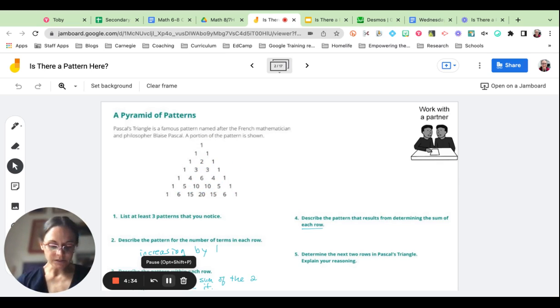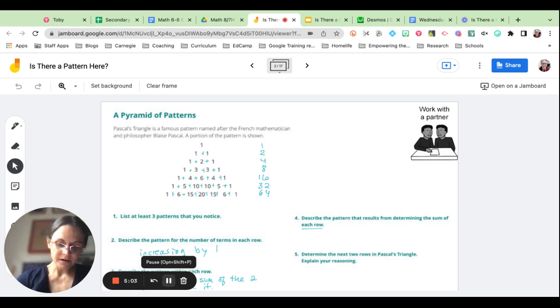To write that in words, I'm going to write down that each value is the sum of the two numbers above it. So that's what's going on. Now let's talk about the pattern that results from determining the sum of each row. Well, the first one is just 1. And then 1 plus 1 is 2. 1 plus 2 plus 1 is 4. 1 plus 3 plus 3 plus 1 is 8. 1 plus 4 plus 6 plus 4 plus 1 is 16, and then our next row is 32, and our next row is 64.